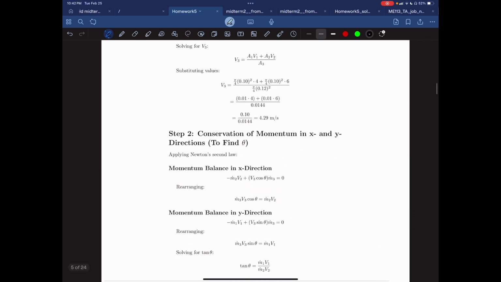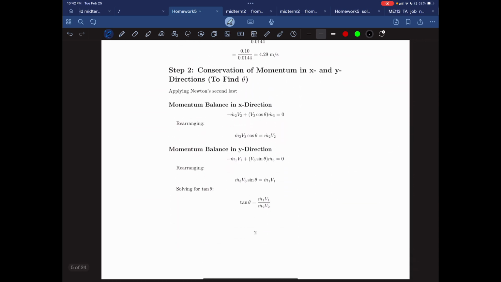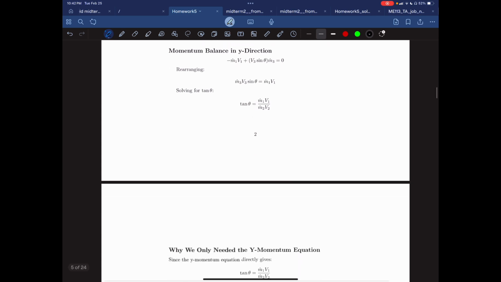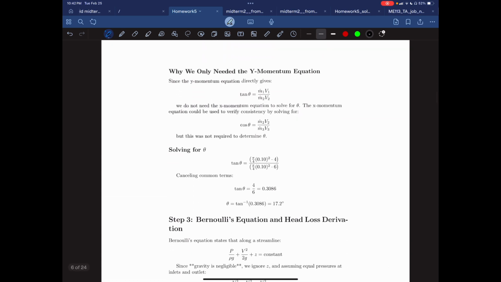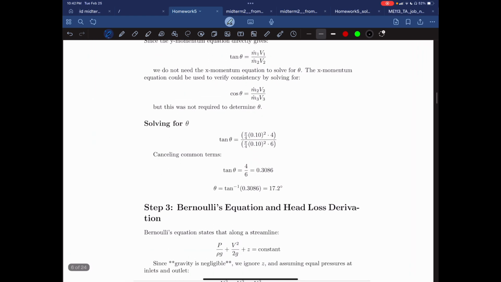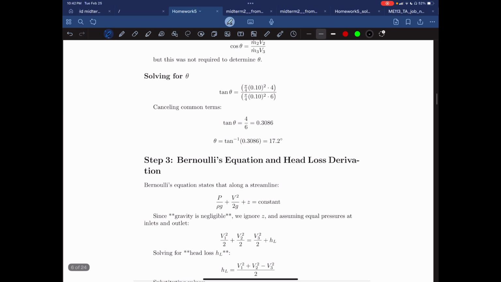I included more reasoning as to why we use the equations and how they're derived. Okay, so this is how we found theta for part A, and then this is for part B.